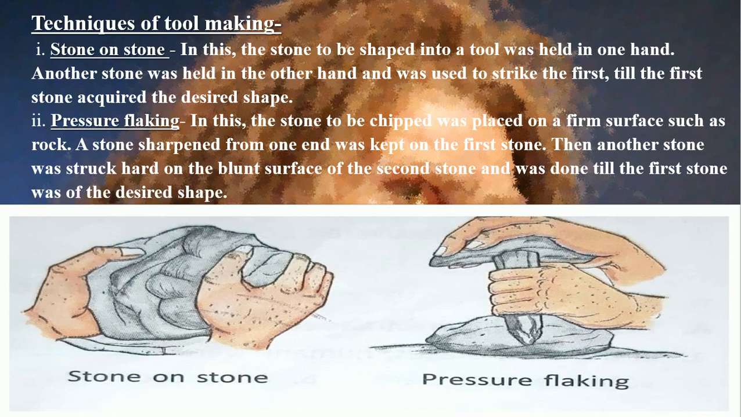So as you can see, they are using three stones. One is to be shaped, one is the sharpened stone, and the third stone, in the hand, is to strike the blunt surface of the sharpened stone. So this was pressure flaking. The stone to be chipped was placed on a firm surface such as rock, and this was done till the first stone was of the desired shape.